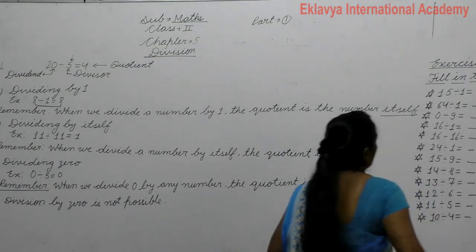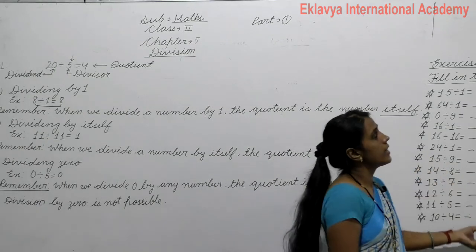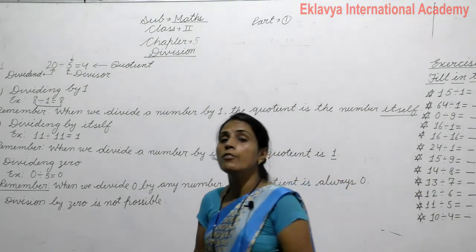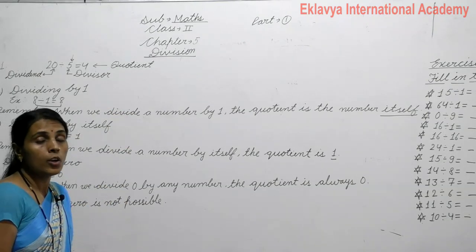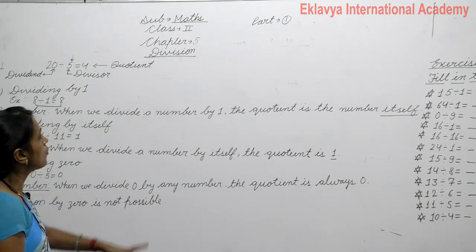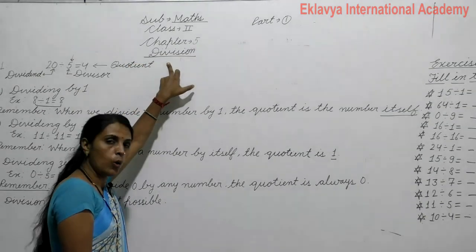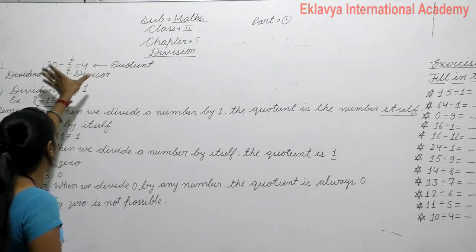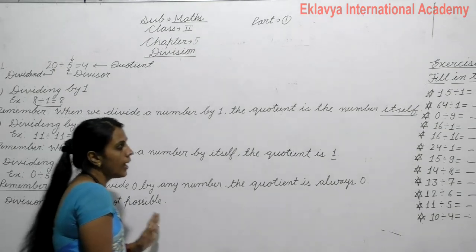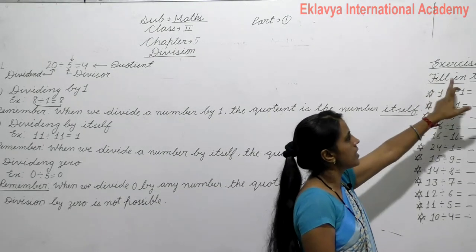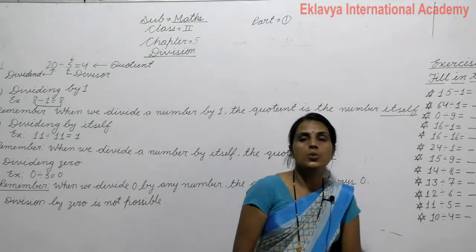Okay, beta? Yes, this is your HW. You have to write all properties in your fair notebook. And first of all, you have to write in your fair notebook chapter 5 division. And after that, you have to write all types of properties in your fair notebook. Got it? And after that, you will start exercise 1 and 2. This is your HW. Okay, students? Got it?